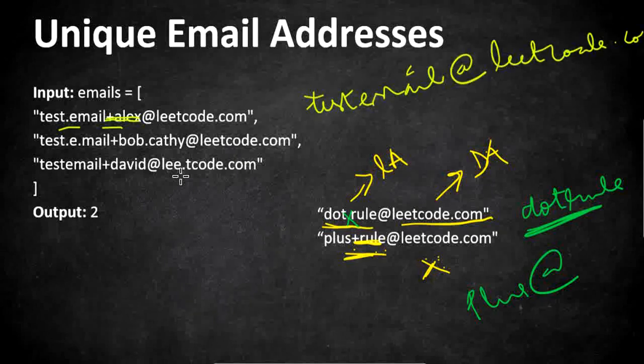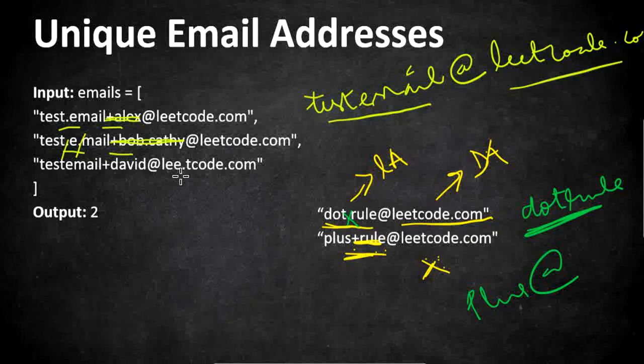Now moving to our second one, which has two dots and one plus. After the plus, we have to ignore everything in the local address. So bob.kathy will be completely ignored, and the two dots in the front will be ignored. So again, this email ID will be testemail@leetcode.com.